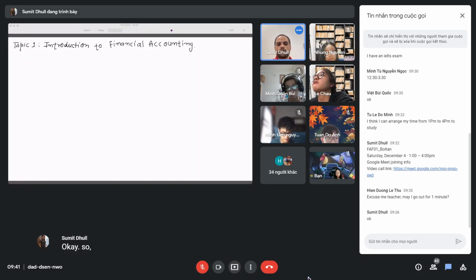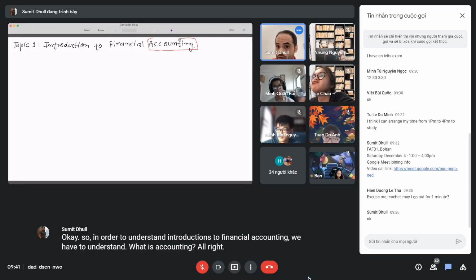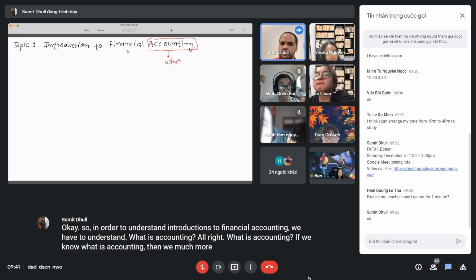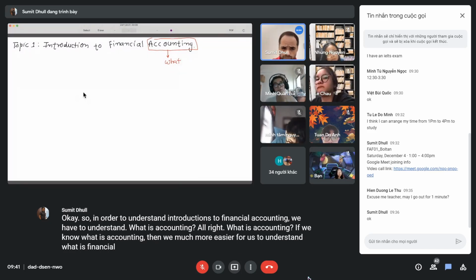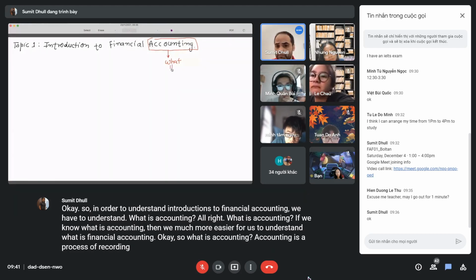So in order to understand introduction to financial accounting, we have to understand what is accounting. If we know what accounting is, then it will be much easier for us to understand what financial accounting is. So, what is accounting? Accounting is a process of recording information.